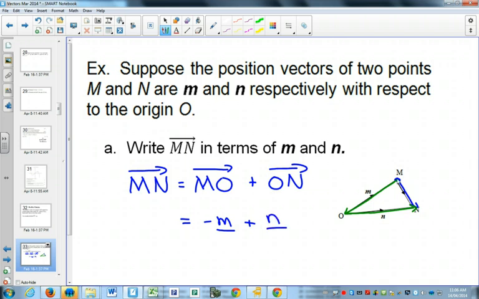And going from M to O is the opposite direction of going from O to M. So now we've written that you could go from M to N if you went minus m first and then added n. Every time we have a vector, when they're written, they're bolded in textbooks, but it's hard to bold while writing, so we underline them.